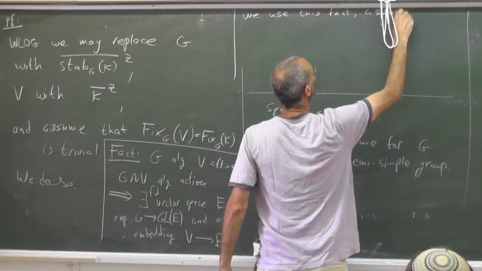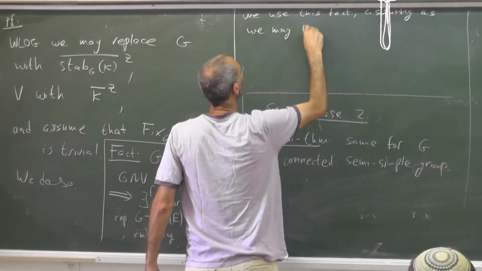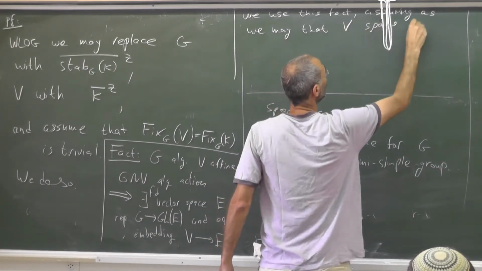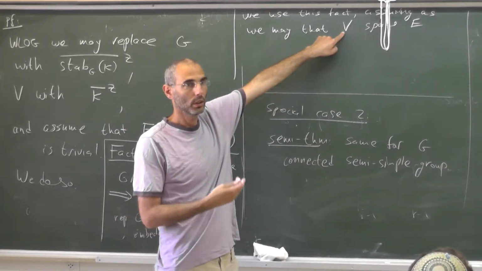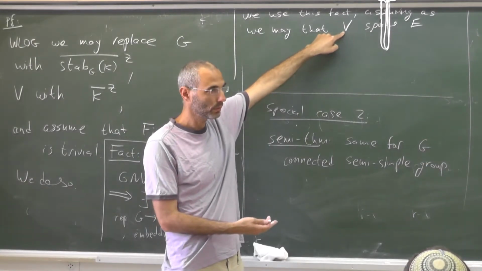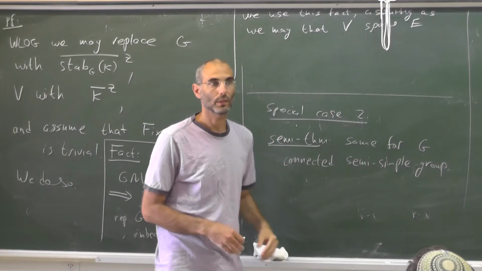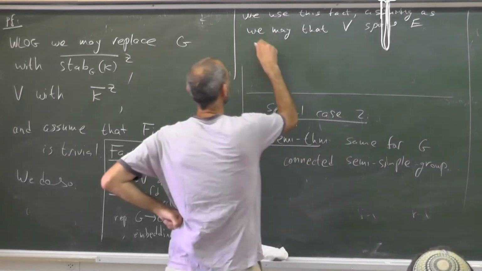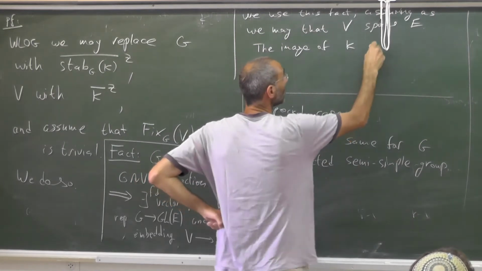Assuming as we may that V spans E. Of course, whatever V is, it is G-invariant, so the subspace it spans is G-invariant as well. So I can just reduce, I can take that piece of E to be my E. And the image of K, the first compound.